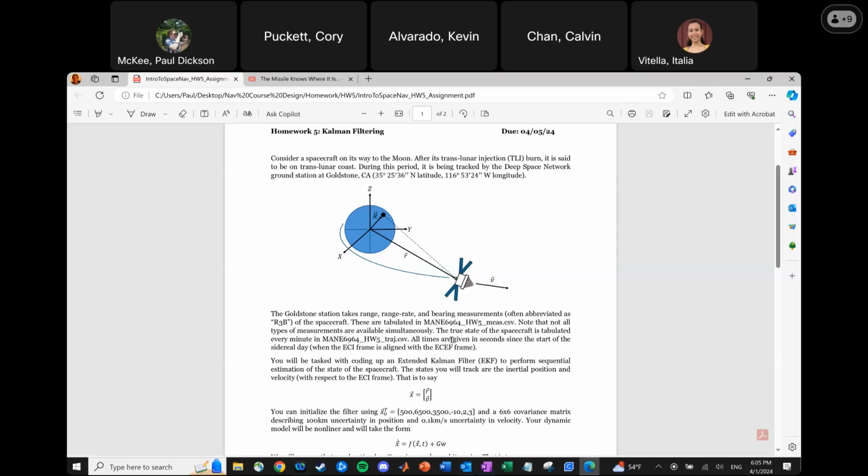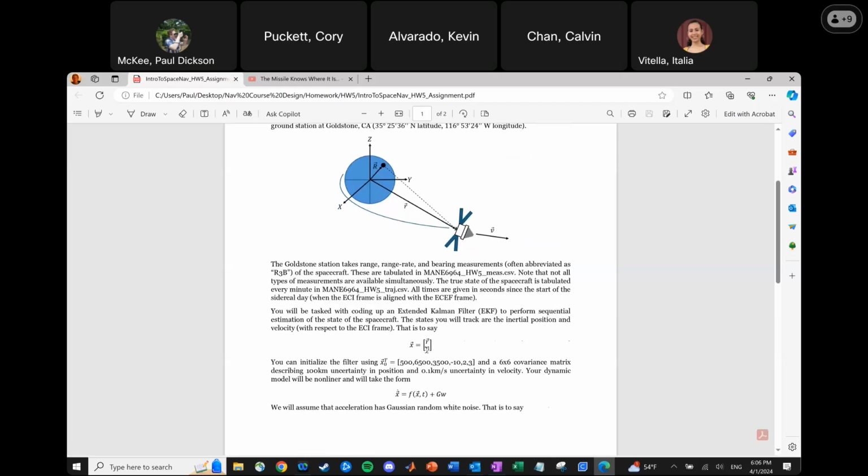All the times are given in seconds since the start of the sidereal day when the ECI frame is aligned to the ECEF frame, because there's going to be some ECI-ECEF conversions. What you're going to do is code up an extended Kalman filter. We don't know about those yet. We just know about regular Kalman filters, but one thing at a time. You'll sequentially estimate the state of the spacecraft. You're going to track position and velocity, and I tell you how to initialize the filter.